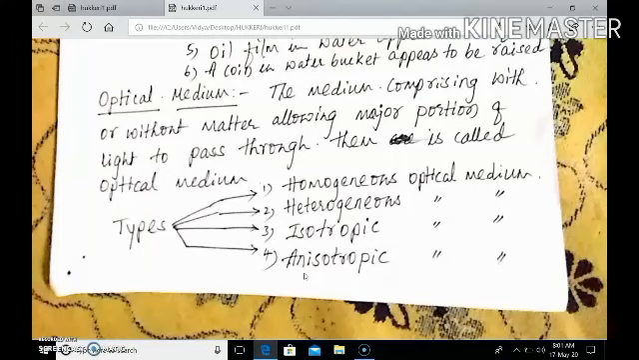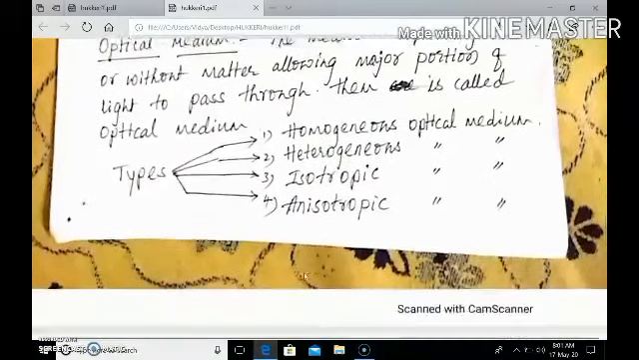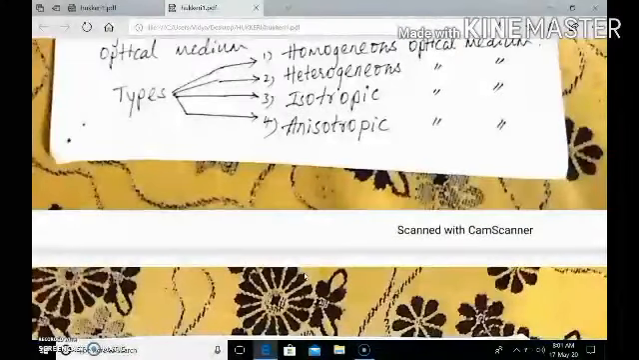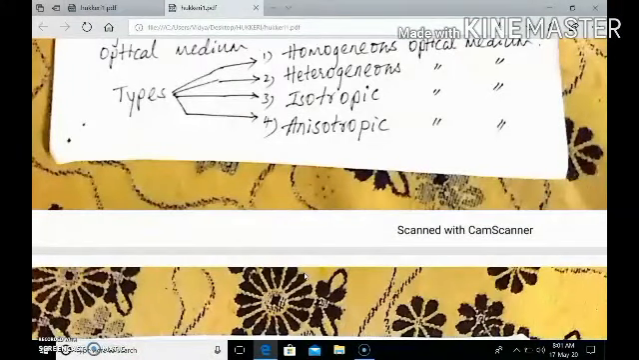In this particular chapter, ray optics, we consider only the homogeneous and isotropic optical medium, namely vacuum, air, water, glass, etc.